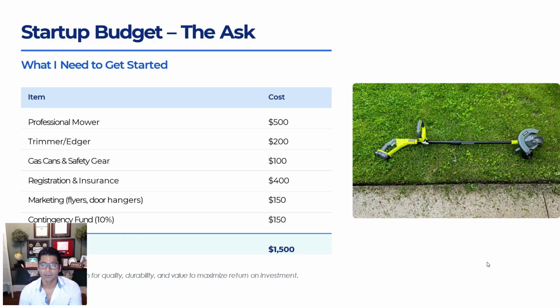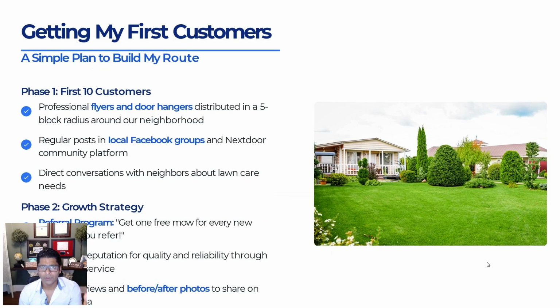So what do you need from the audience? You need money. And $1,500 is what you need based on the budgeting that you just did. So now you can break it down exactly where that money is going to go. You need a mower, registration and insurance, save 10% for emergencies. How are you going to get customers? What are your goals?